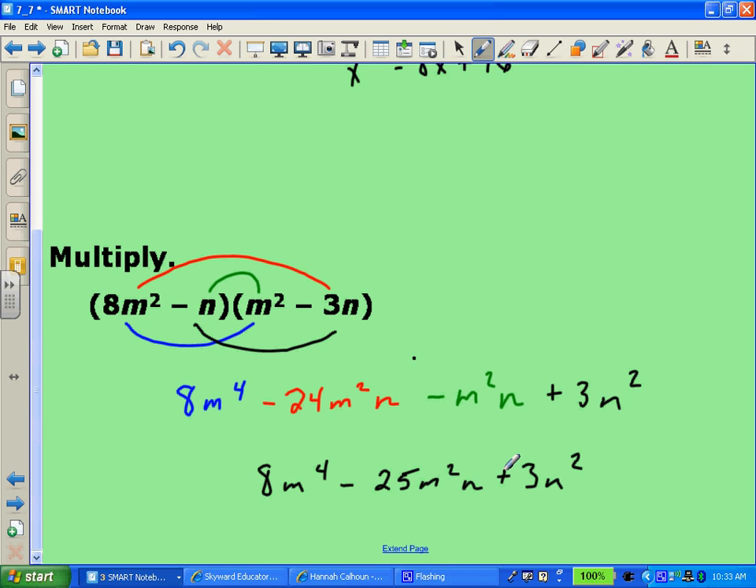Okay? So multiplying binomials with FOIL, like I said, that's very common. It's something we want to make sure we know how to do.